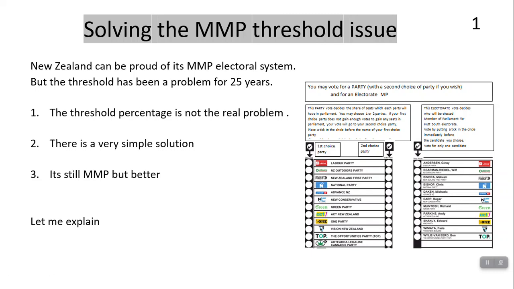I want to talk about New Zealand, its electoral system, MMP, and I want to talk about the threshold issue. New Zealand can be proud of its electoral system, but the threshold has been a problem for 25 years. In this video, I want to say three things. 1, the threshold percentage is not the real problem. 2, there is a very simple solution. 3, it's still MMP, but better. So let me explain.